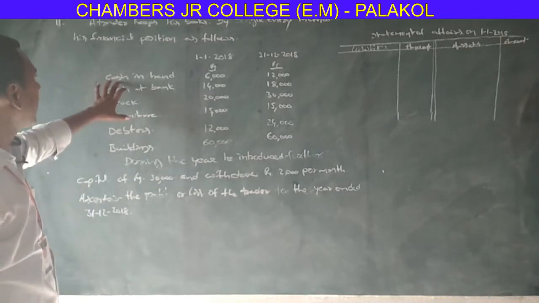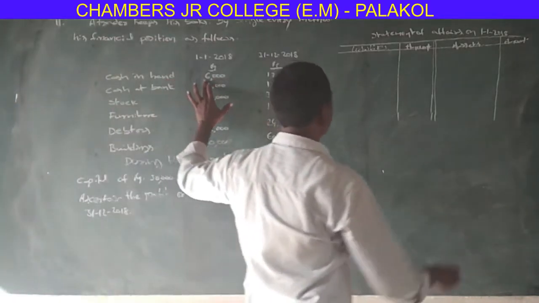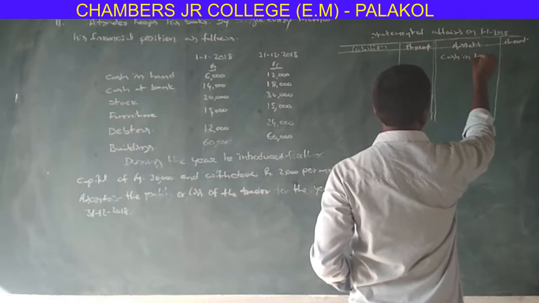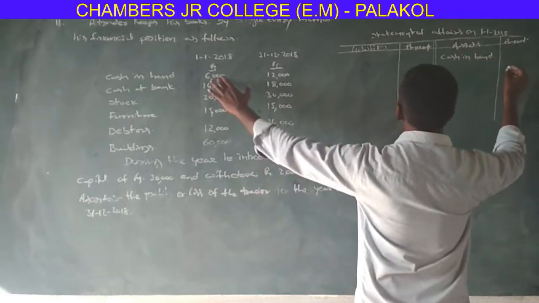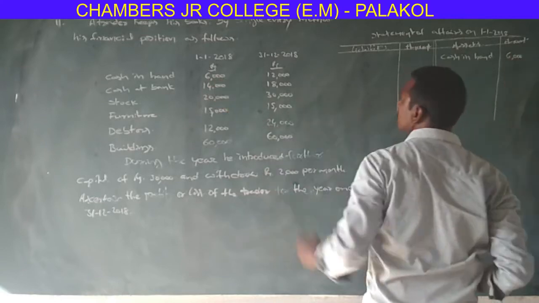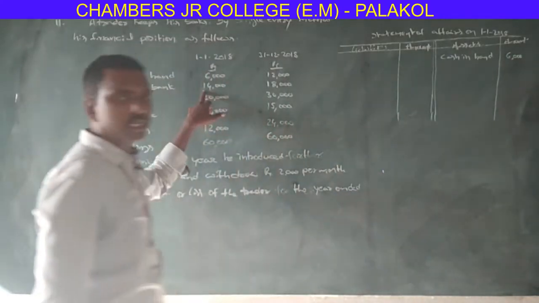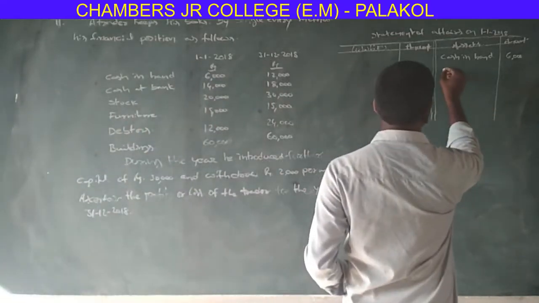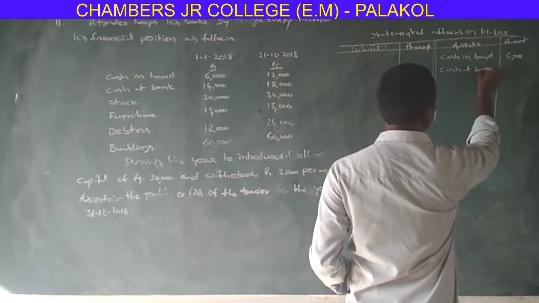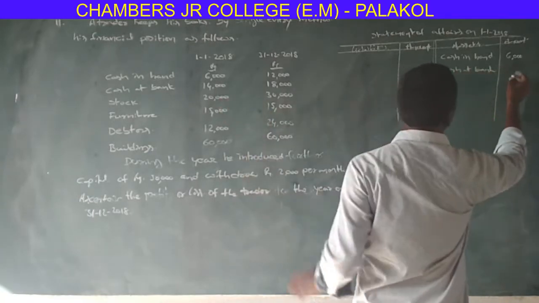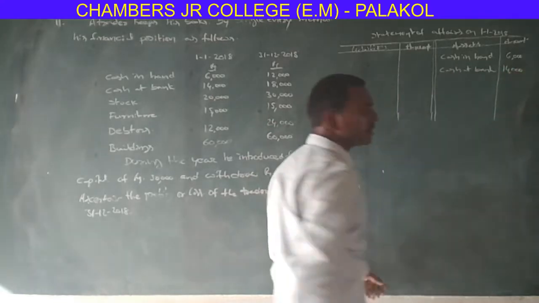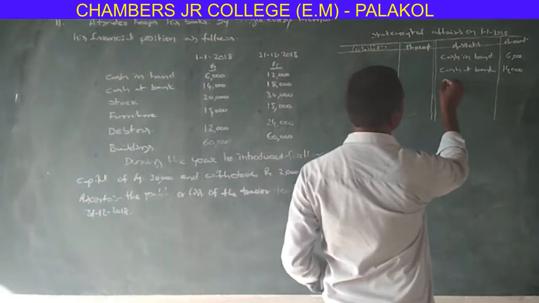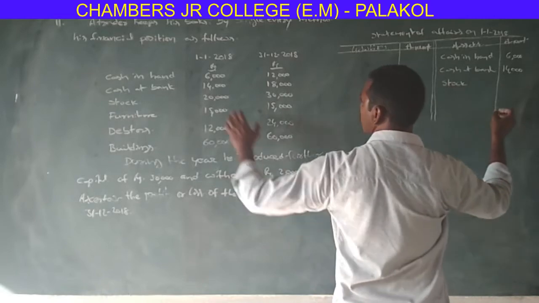Now first one, cash in hand. Cash in hand is an asset. This is taken into asset side. Cash in hand, rupees 6,000. Okay, next, cash at bank. This is also an asset, also taken into asset side. Cash at bank, rupees 14,000. And stock is also an asset. Stock, rupees 20,000.